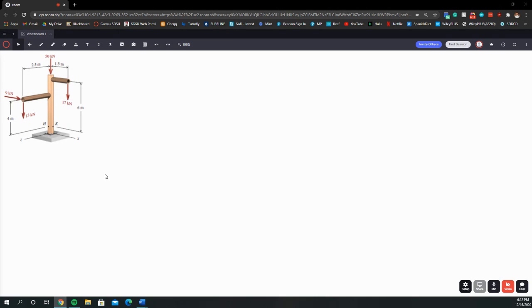So, the problem: we have to find the principal stresses and maximum shear stress at point H, which is right here.